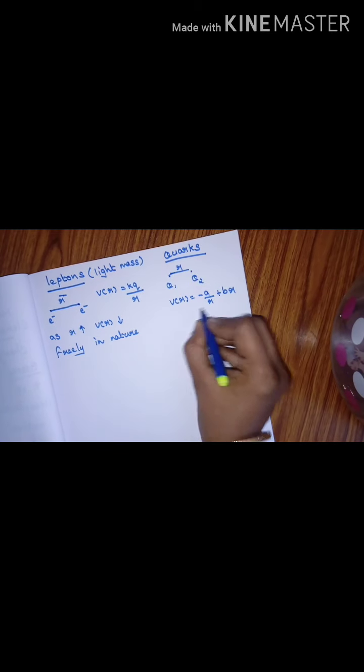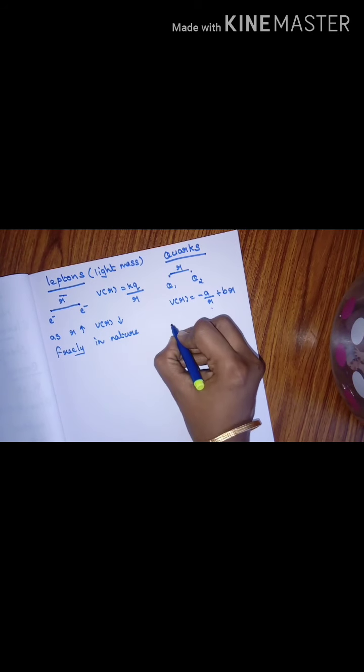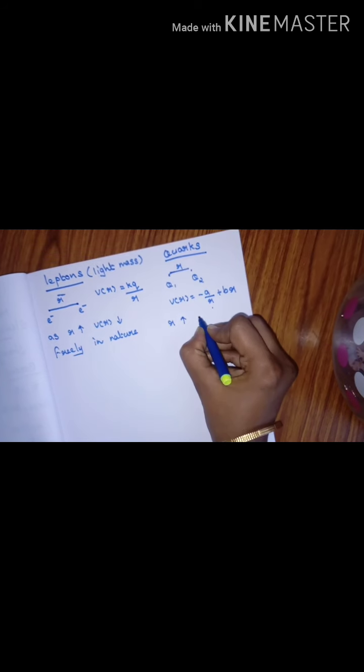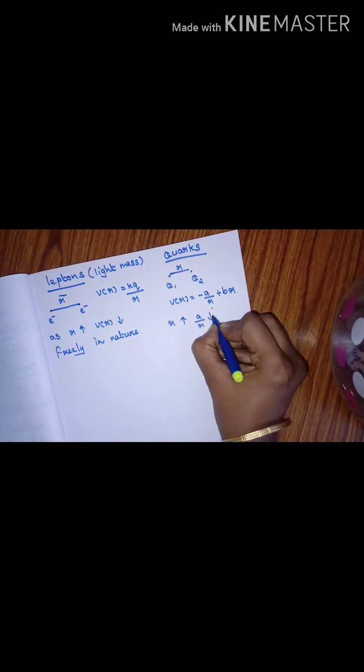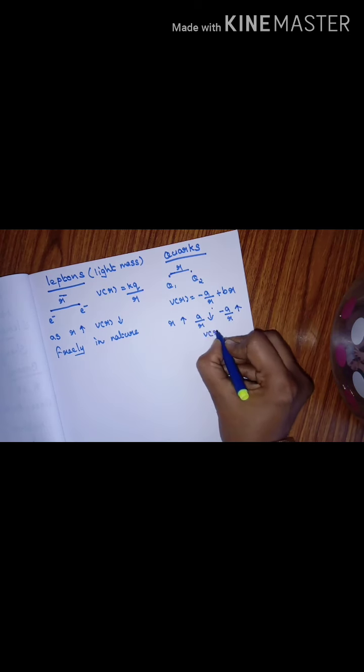Consider two quarks, quark 1 and quark 2, separated by a distance r. Then the potential is given by V(r) = -A/r + Br. Here there are two terms. As r increases, A/r decreases, so -A/r increases. That means V(r) increases.